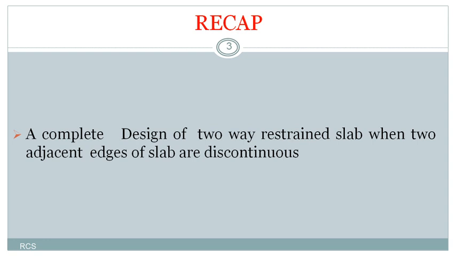And as it is a restrained slab, we have to provide torsional reinforcement. When two adjacent edges of the slab are discontinuous, we have to provide torsional reinforcement at the corner where both discontinuous edges meet. We also have to provide torsional reinforcement where one edge of the slab is continuous and the other edge is discontinuous. And if both edges of the slab are continuous, there is no need to provide torsional reinforcement.